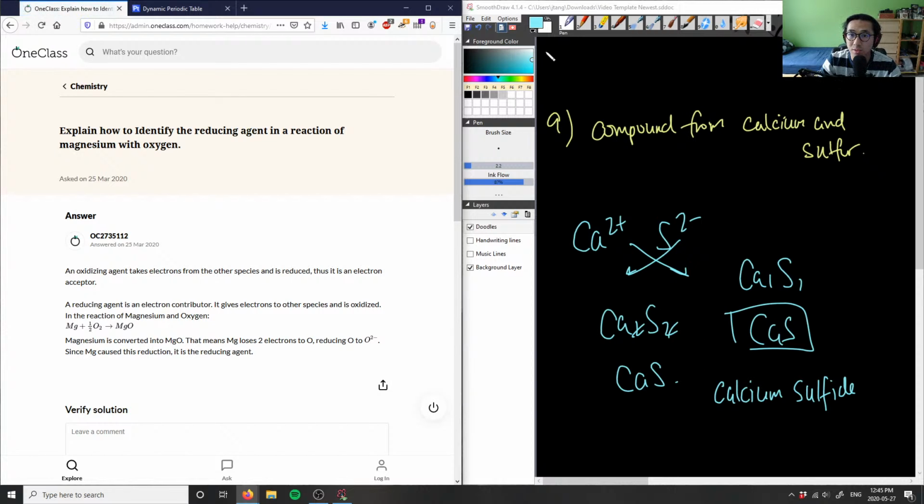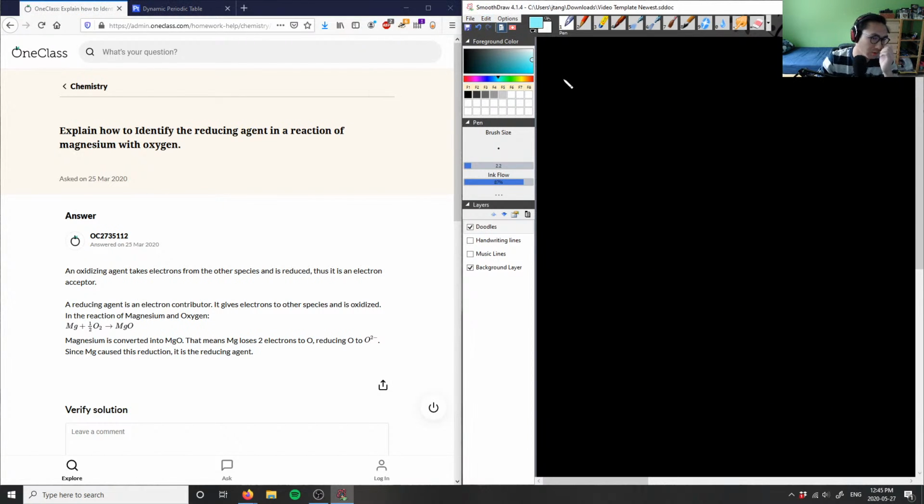And then finally, our last question of the day. Here is question 10. And it says, how do you identify the reducing agent in the reaction with magnesium and oxygen? So I want the reducing agent with magnesium and oxygen here. So I'm going to write out the chemical formula, which is Mg, I don't know the states here, plus oxygen, which is O2, because I know it exists as a diatomic. And I'm going to get MgO here, which is magnesium oxide.